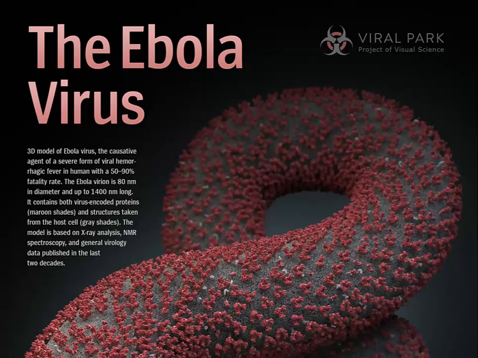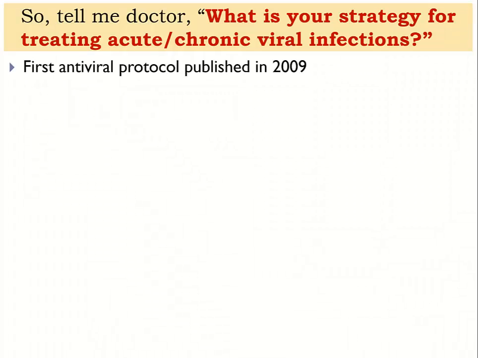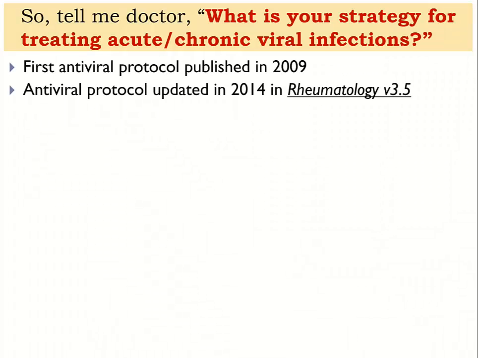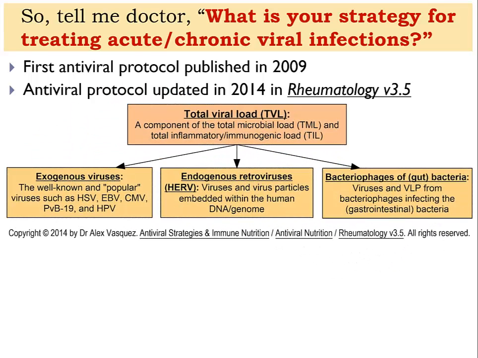So because I had published an antiviral protocol back in 2009, and I had recently updated that in my rheumatology book for 2014, I decided to revisit it one more time and republish it in a digital format so that people could always have access to the most recent version of that protocol. And in that, I again, of course, discuss what I call the total viral load, which includes exogenous viruses, endogenous viruses, and what we now appreciate is the potential clinical significance of bacteriophages, because we see a higher prevalence of bacteriophages in patients with autoimmune disease, especially Crohn's disease.